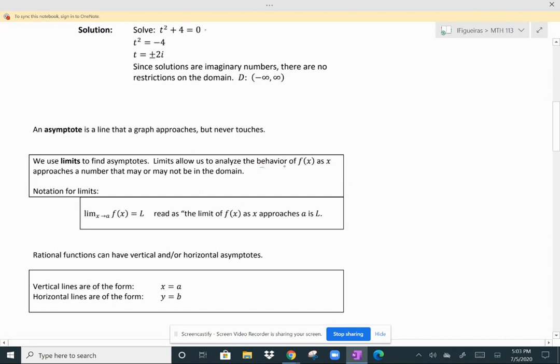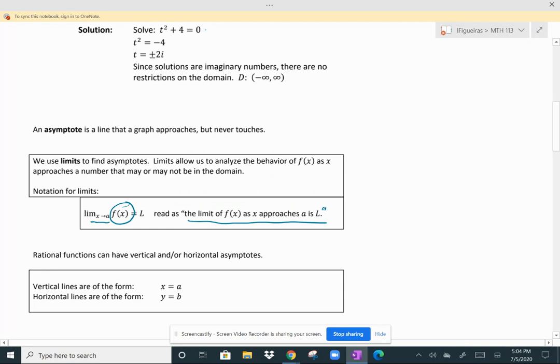Limits allow us to analyze the behavior of a function as x approaches a number that may or may not be in the domain. In most cases, it would not be in the domain, but there are different types of asymptotes, not just horizontal and vertical ones. So here's our notation: the limit as x approaches a of f of x equals L. That's how you read that. What this is saying is, what is the behavior of f of x, which is y, as x gets closer and closer to some number that we're calling a?